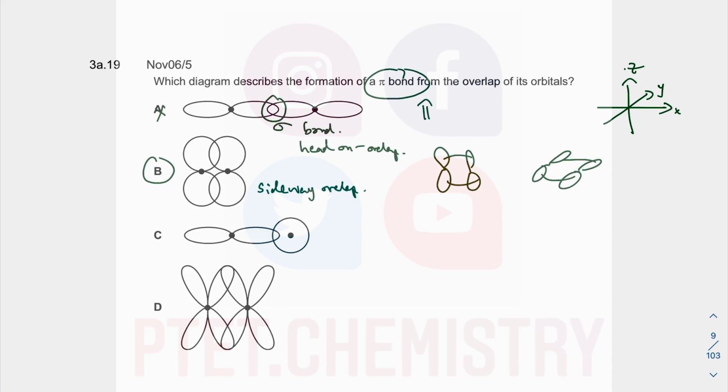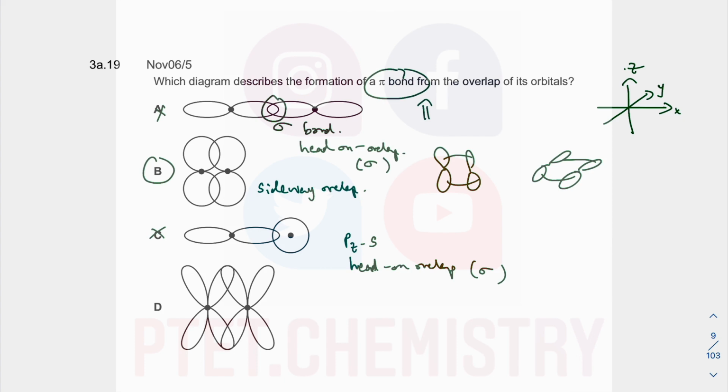I was going to draw this just now, which is the PZ and the S. This is also a side-on overlap. Nope, sorry, this is a head-on overlap. So this will give you sigma, and this will also give you sigma, not a pi.